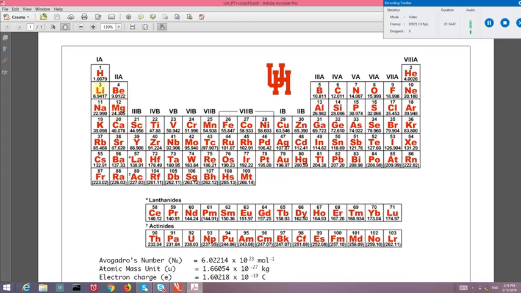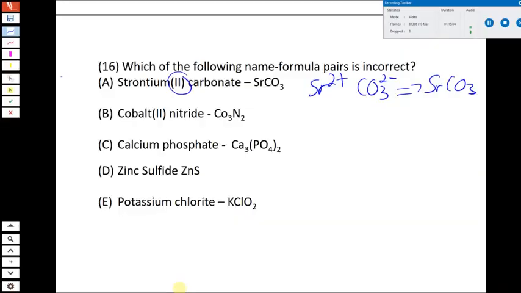So we don't use Roman numerals to indicate charges for group 1 and group 2. We only use Roman numerals for these transition elements here, and maybe a couple in the P block that we're not going to worry about too much. But the only time you have Roman numerals in the name is this middle block of the periodic table, which is not where strontium is. All right, so there should not be any Roman numerals in the name, so this looks like it's not the correct name if we're being really nitpicky about this.